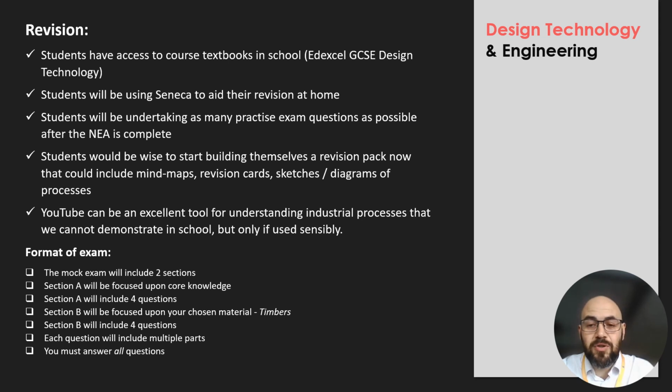Section A is focused on core knowledge. That means knowledge of all sorts of materials and all sorts of processes, but to a lower level, not such a depth. Section A includes four questions, as does Section B, because there are 8 questions in the whole paper. Section B is slightly different in that it's focused on a chosen material, and our chosen material is timbers.